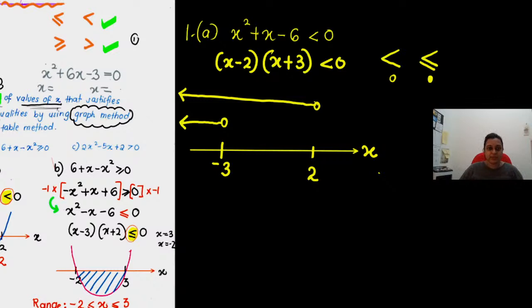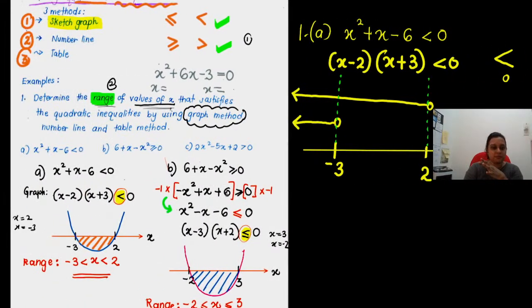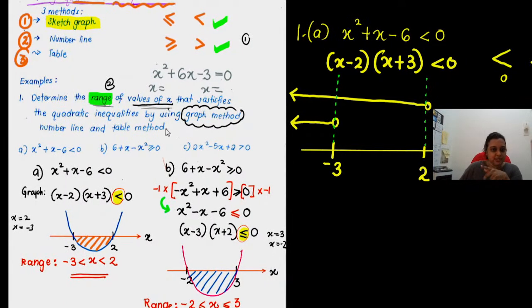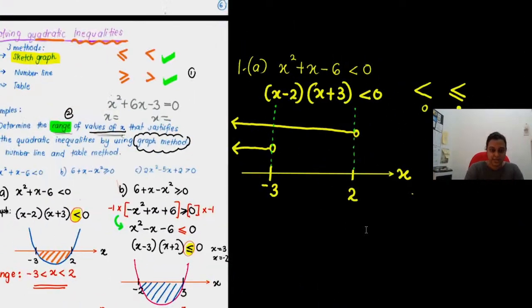Okay, now from here, what you do is just draw dotted lines separating the numbers. Like you put dotted lines on negative 3, you put dotted lines on 2. Okay, all right. Wait, 1 minute. Let me check. Is this the question that we are supposed to do? A. X squared plus x minus 6 smaller than 0. Okay, smaller than. Yes, this is the question. Correct.